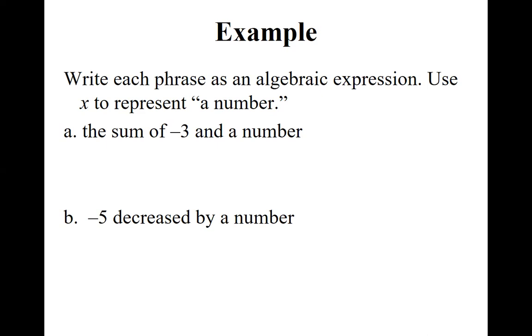So the sum of negative 3 and a number would be adding -3 and a number, adding -3 and x, -3 plus x. -5 decreased by a number. Well, if we're decreasing something by a number, we are subtracting a number from it. Starting with -5 and subtracting x. -5 minus x.